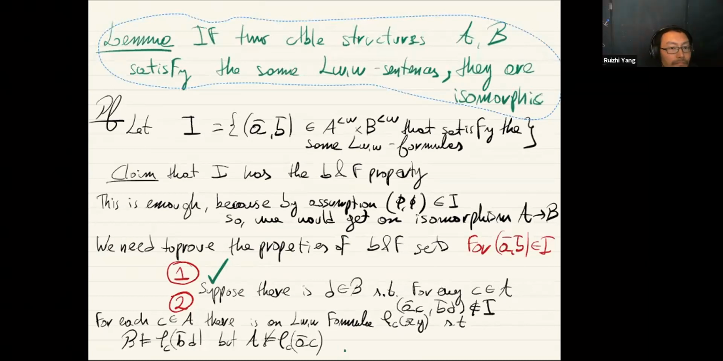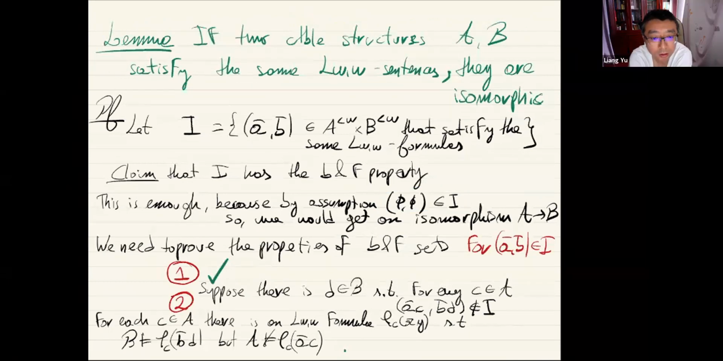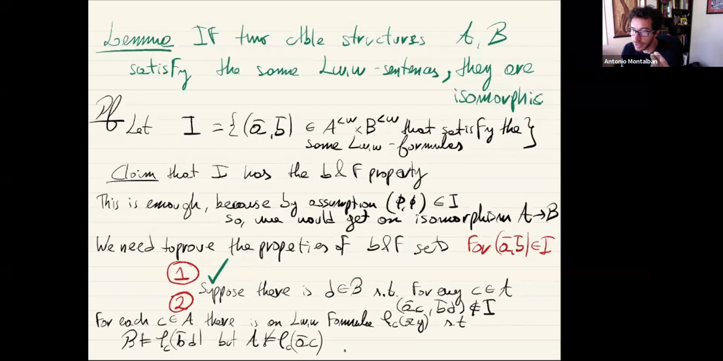Yes. So I have a question. Why does the empty set belong to I? Because they just satisfy the same sentences, not the same formulas. You didn't assume they satisfy the same formulas. Oh, you mean why the empty set? By empty set, I mean the empty tuple. A formula about the empty tuple is a sentence. That's what a sentence means, no? A sentence is a formula where there are no free variables, or the free variables are the empty tuple. Okay.